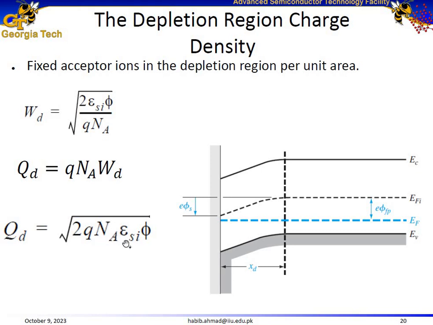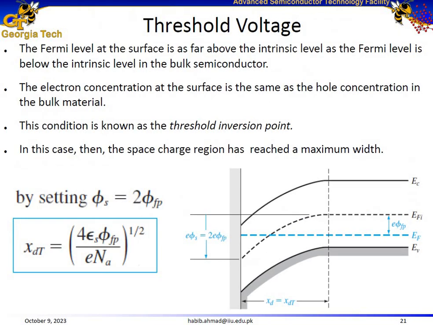Here NA is the acceptor doping. Epsilon represents the permittivity of the semiconductor. For silicon, its value is 11.7 times 8.854 times 10 to the power minus 14 farad per centimeter. Now we are actually leading towards the calculation of the threshold voltage, the voltage which results in the inversion layer, the channel of electrons which connects the drain and the source.